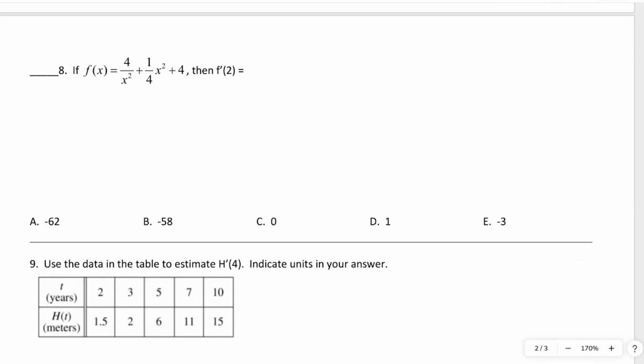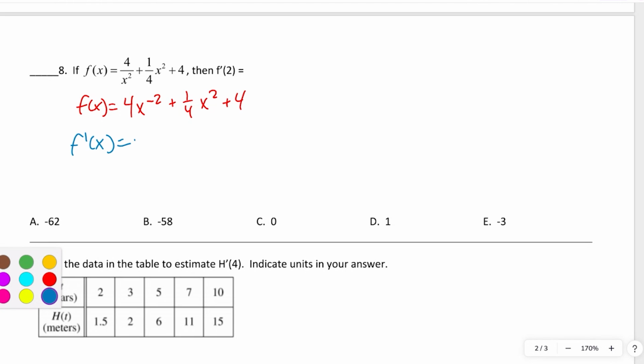Number 8 says if f of x equals this function, then what is f prime of 2? In other words, what's the slope when x is 2? So let's first rewrite this using negative exponents, 4x to the negative second plus 1/4 times x squared plus 4. Apply the power rule to find the derivative, negative 8x to the negative third plus 1/2, 2 times a fourth is a half, times x to the first plus 0.